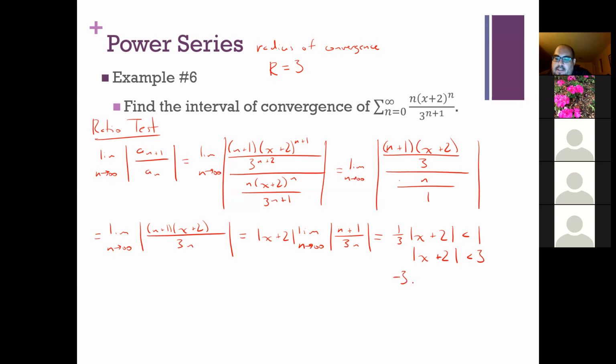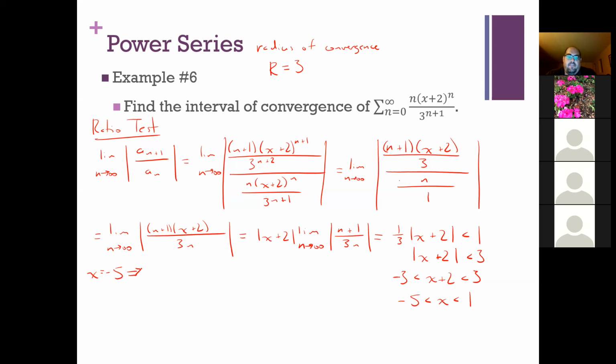So now let's keep building this up. -3 is less than x plus 2, which is less than 3. So then I get -5, which is less than x, which is less than 1. So my interval of convergence, so far everything I've shown you, is -5 less than x less than 1. Everything on that interval is going to converge. But now what I have to do is see what happens when x is equal to each of those endpoints.